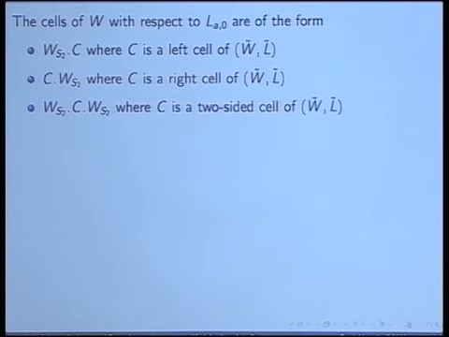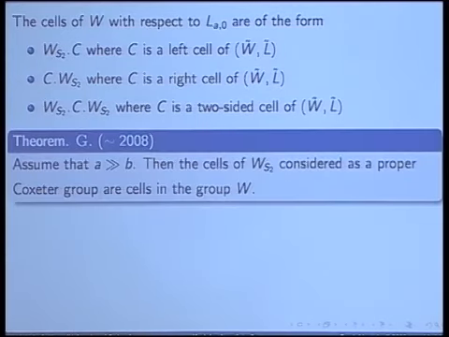Then it should be as well a union of right cells and a union of two-sided cells, if you put c equal to 1 there. In fact, this is true. In general, if you take a Coxeter group with one parameter much bigger than the other, then the group generated by the generators of lighter weight, considered as a proper Coxeter group, its cells stay cells in the big group. So this is evidence for the semi-continuity conjecture in the asymptotic case.